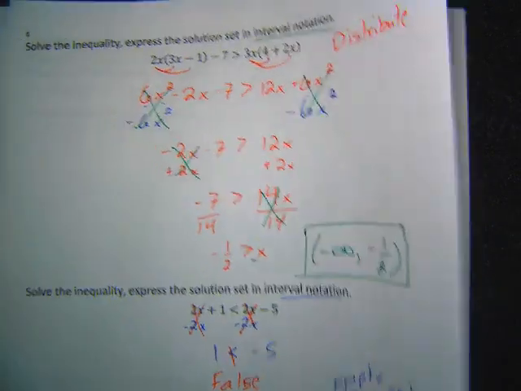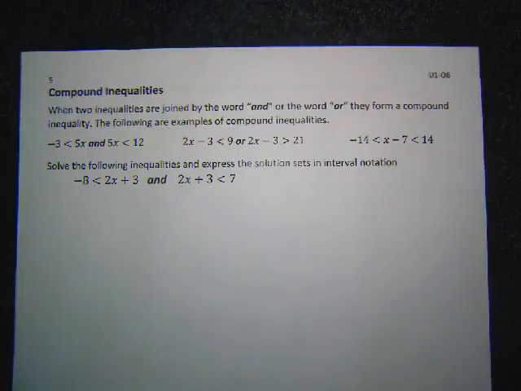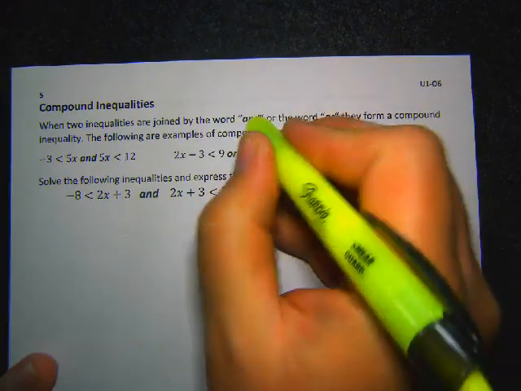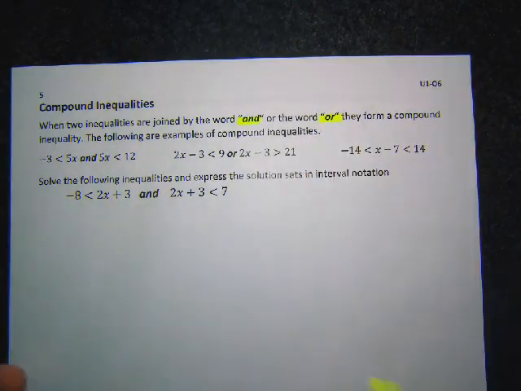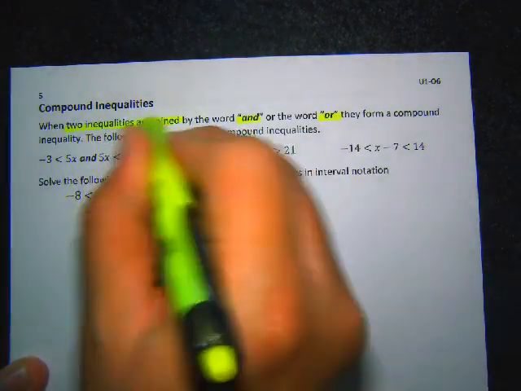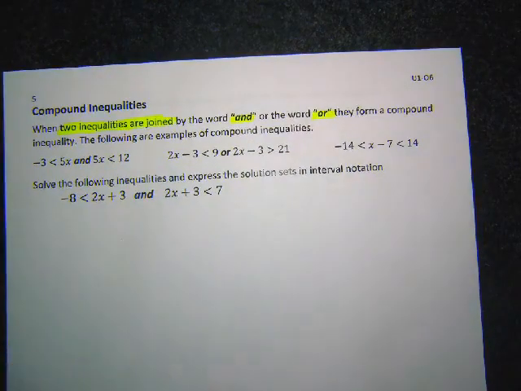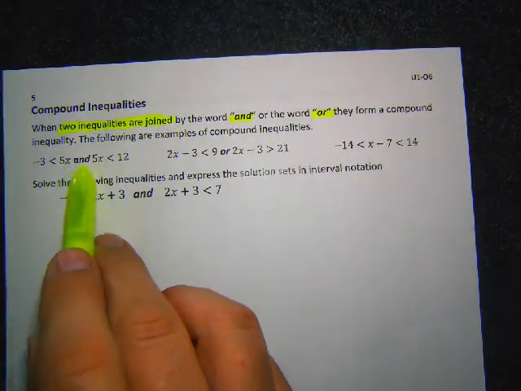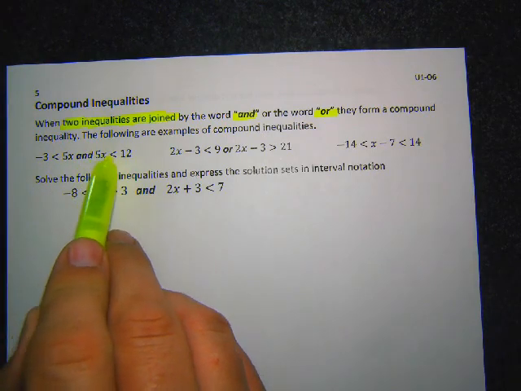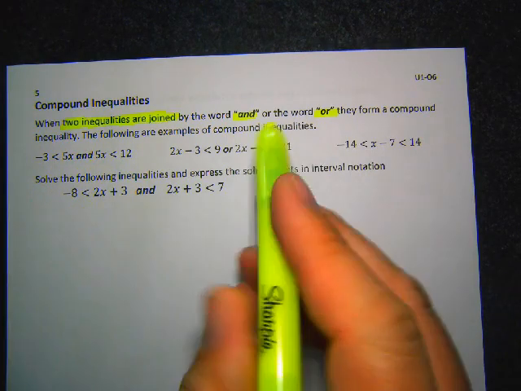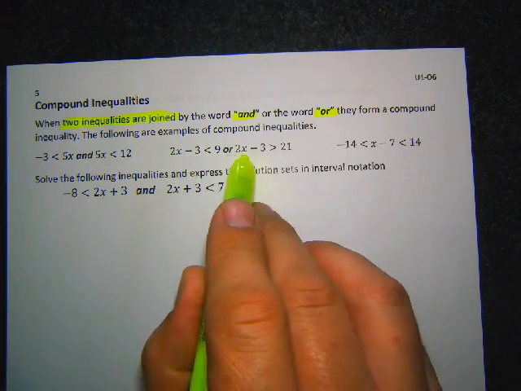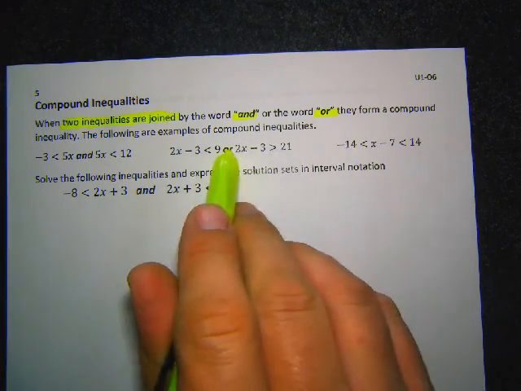Okay, one last part to this section. Last thing I want to talk about is what we call compound inequalities. A compound inequality is an inequality that's going to use the word and or the word or to join two inequalities. So two inequalities are joined by these words. These would be examples here. I have this one right here: negative 3 is less than 5x and 5x is less than 12. Or you combine them with an or, say 2x minus 3 is less than 9, or 2x minus 3 is greater than 21. So the or combines them.